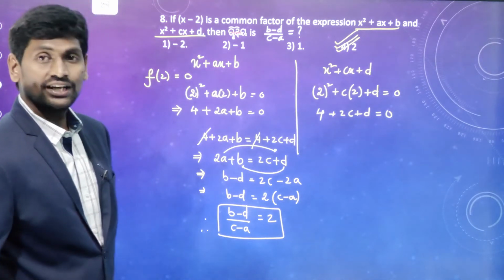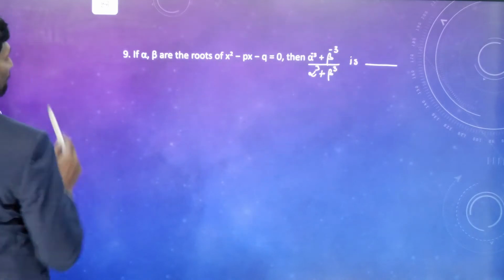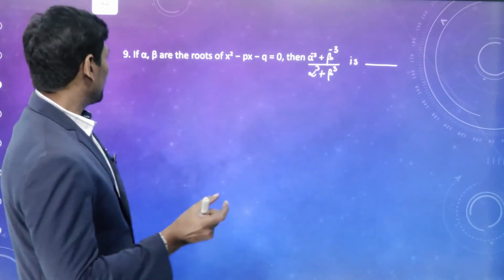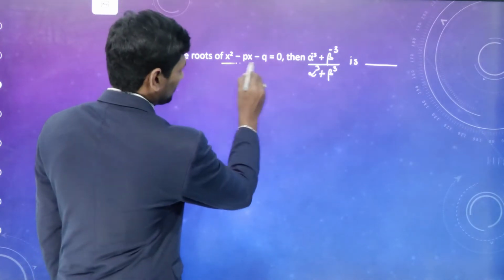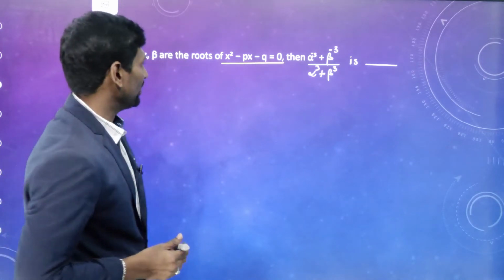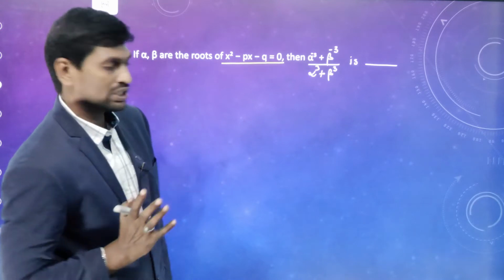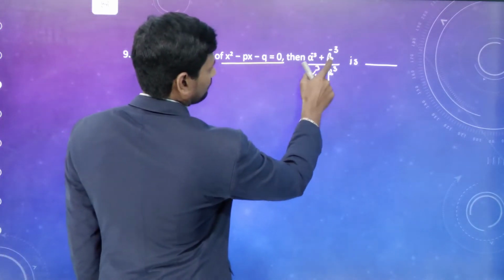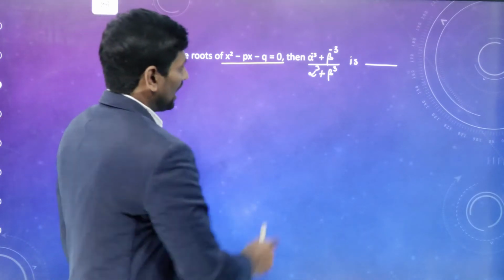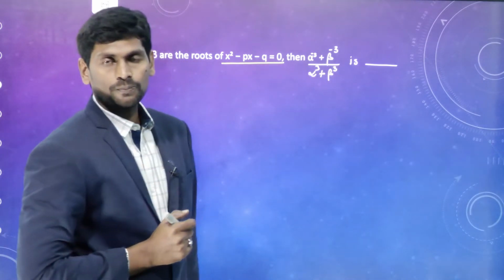Okay. Let us go to the next one. See here, alpha, beta are the roots of the equation x square minus px minus q equals to 0 is given, no? Then alpha power minus 3 plus beta power minus 3 by alpha cube plus beta cube.